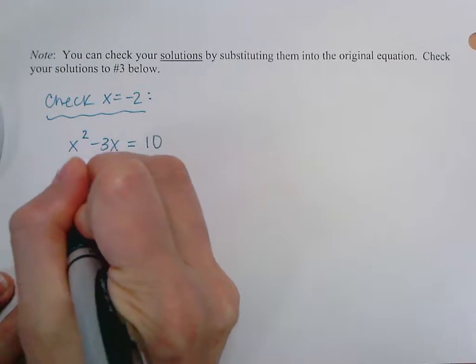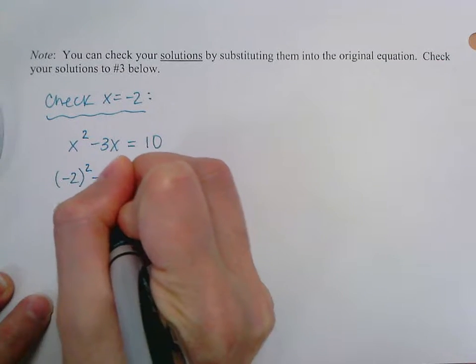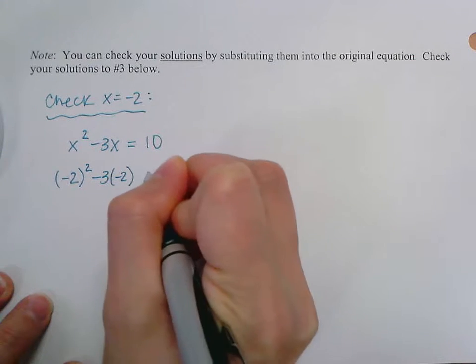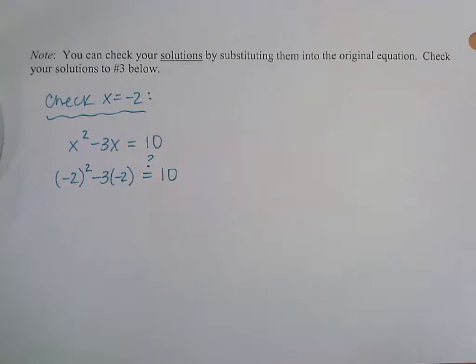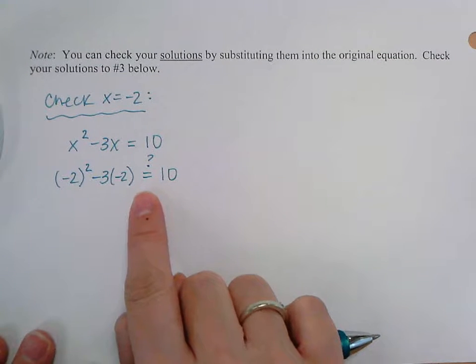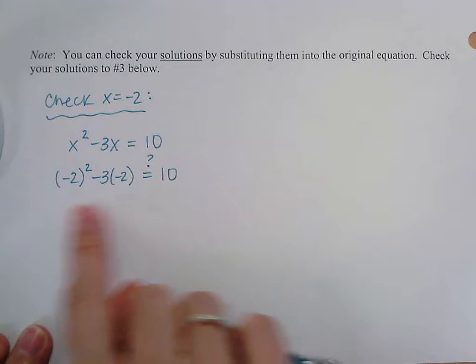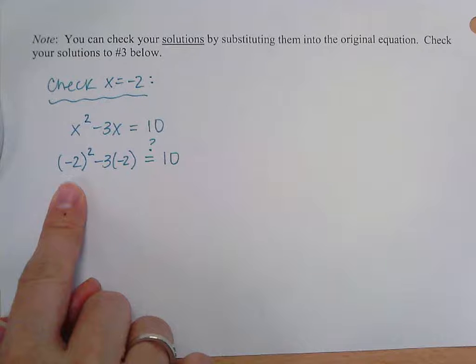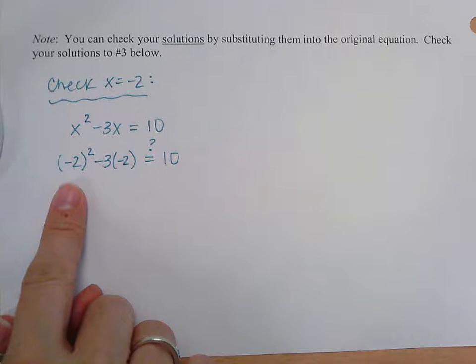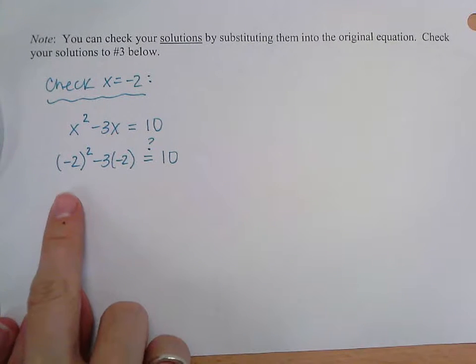So here I'd have negative 2 squared and then minus 3 times negative 2. And I'm checking to make sure that that actually equals positive 10. So I just kind of put a question mark above the equal sign because right now I have to see, that's what I'm checking. So what is negative 2 squared? Not negative 4, positive 4.